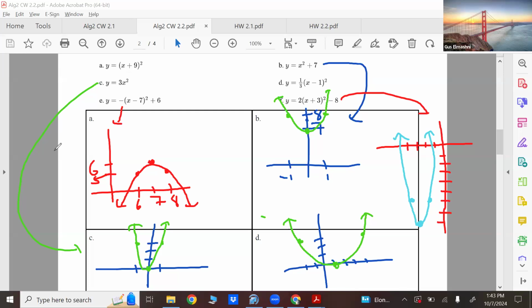For E, I did it right here in the box, the vertex is 7, 9, opens down. I plug in 6 and 8, 1 away from 7, and you get 5 in each case for outputs. And lastly for F, which I did over here in light blue, the vertex is -3, -8, opens up. It's stretched by a factor of 2, so it looks skinnier for sure. Plug in values close to -3, like -2 and -4. You get -6 in each case.